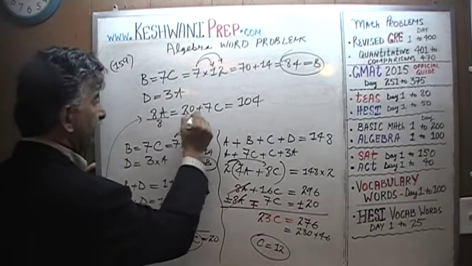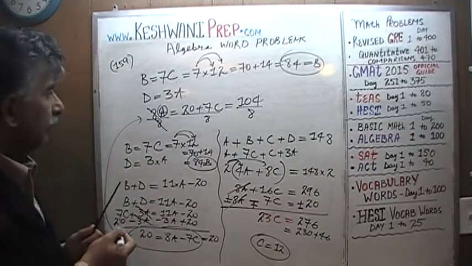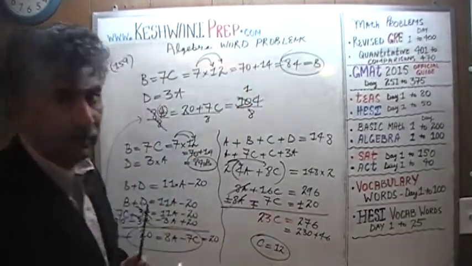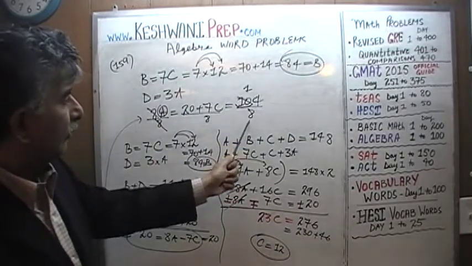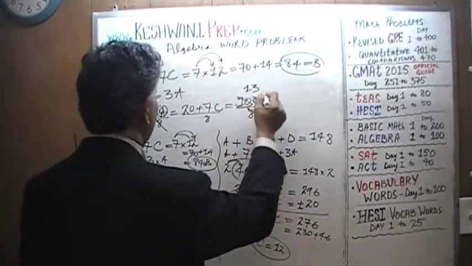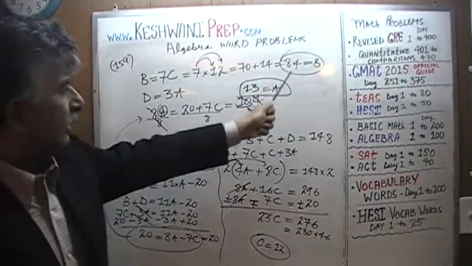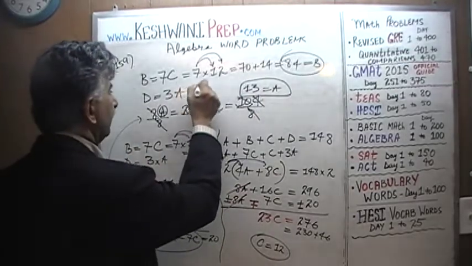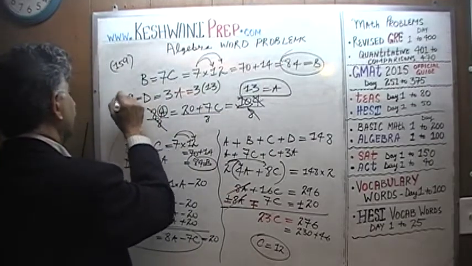Divide the entire equation by 8 and we'll have the a by itself because the 8 will cancel out. How many 8s does 10 have? 10 has 1 eight. The remaining 2 goes and joins the 4 and becomes 24. And how many 8s does 24 have? 24 has 3 eights. So A is 13. Now we know our A, our B, our C. We can figure out the D. D is 3 times A, which is 3 times 13, which is 39.